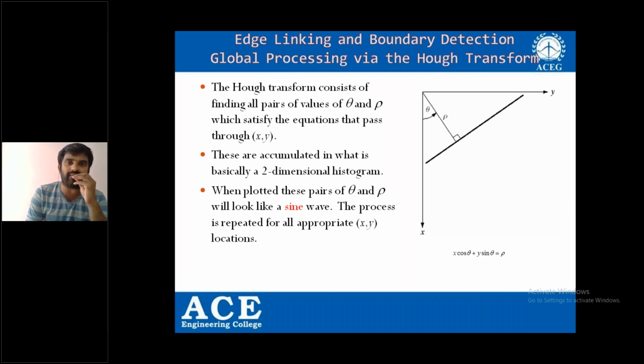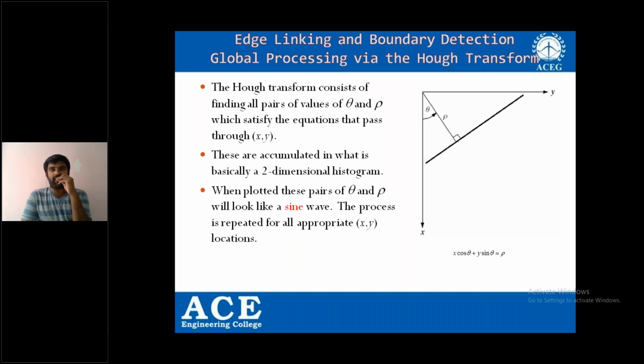Instead of taking the straight lines, I'm going to take the parametric space using theta and rho. That is, I'm going to take polar coordinates theta and rho. The Hough transform consists of finding all pairs of values theta and rho which satisfy the equations that pass through x comma y. So earlier I used to take a comma b. By changing a and b, I am going to take the straight lines and the intersection points. Now I am going to take the values of theta and rho. By changing theta and rho, I am going to identify the intersection points.